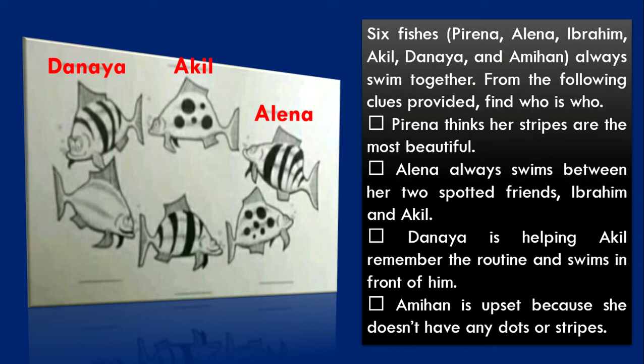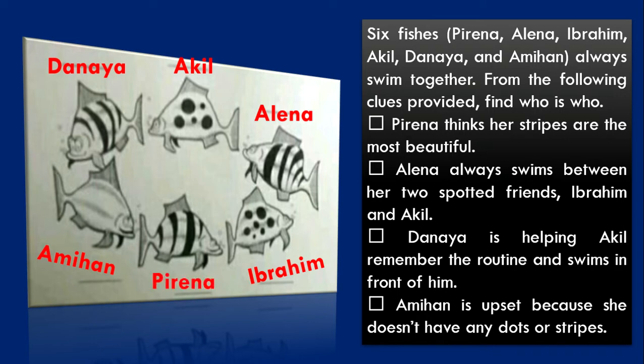Right? So we have the clue that Danaya is helping Akil. Right? So this is Akil, and then obviously this is now Ibrahim. Okay, this is now Ibrahim. And then the next one, Amihan is upset because she doesn't have any dots or stripes. So basically, this is the only fish who doesn't have any dots or stripes, and it is Amihan. Okay, and then the remaining fish here is now Pirena.